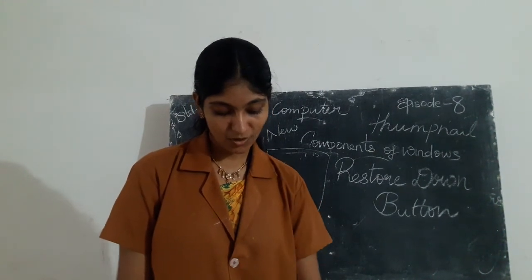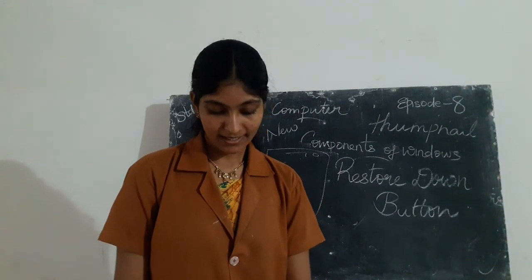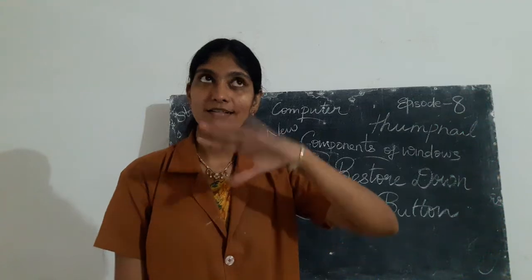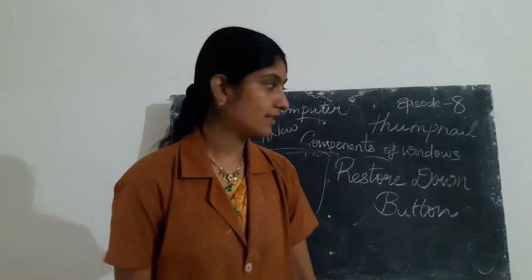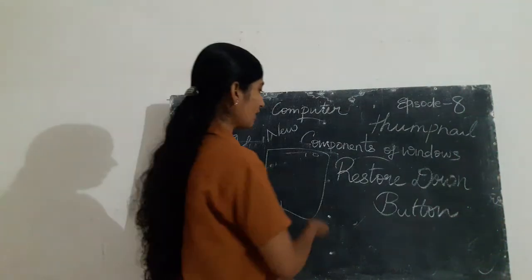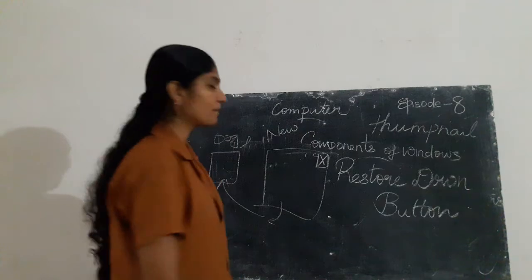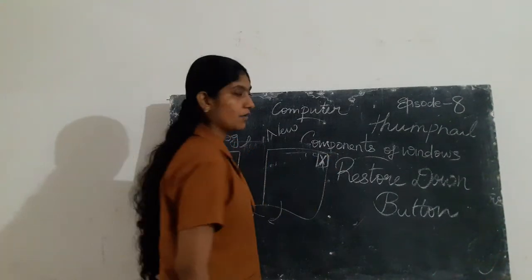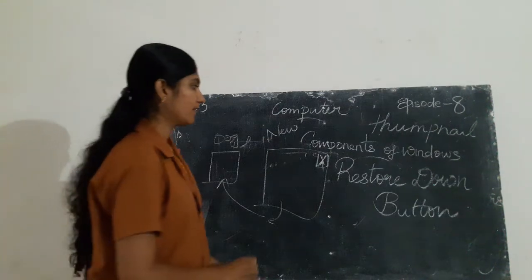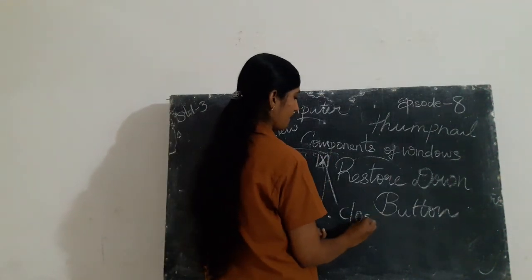Next is restoring back the window. Restoring the window means you click the taskbar icon, and then you can see the whole content of that window. The next is the close button. On the window there is a cross mark placed at the top of the window. Its name is close button, C-L-O-S-E. Close button.